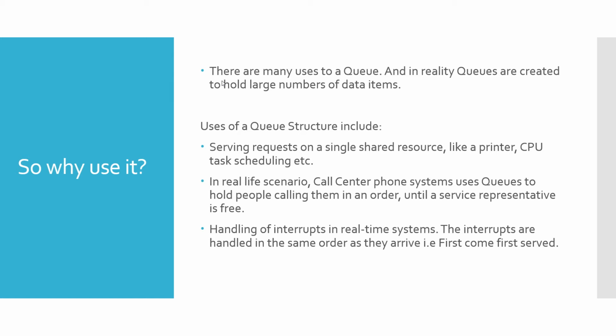Call centres use them, so holding people in line and waiting until the next person is free. That will all be done using the computer system, and also things like handling of interrupts in real-time systems. So again, it's very much first come, first serve. So they're just some examples of where it is used in computing. We see it used in life all the time, but actually it is used in computing as well.